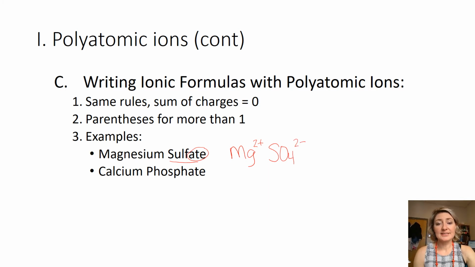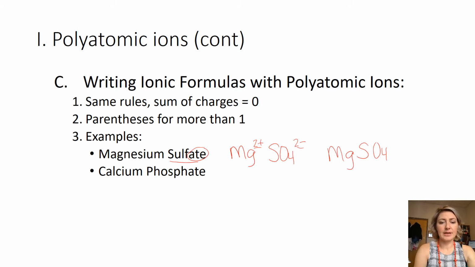So the next step is to drop and swap. You want to make sure that you have a neutral compound. So looking at this, +2 and -2, those are equal to each other. So I need both of these in a 1-to-1 ratio. So when I write this, I need 1 magnesium for every 1 sulfate. Okay, so I write it just like that.